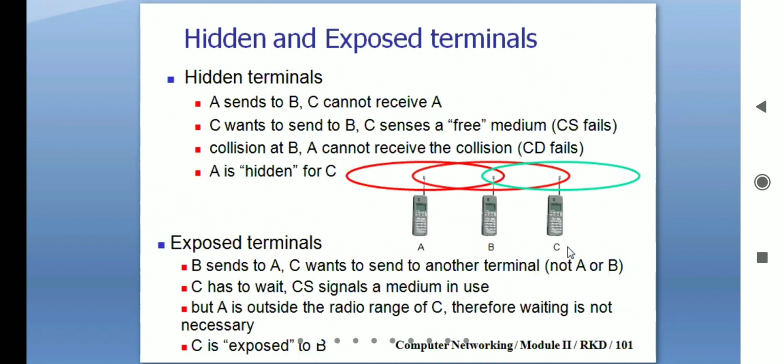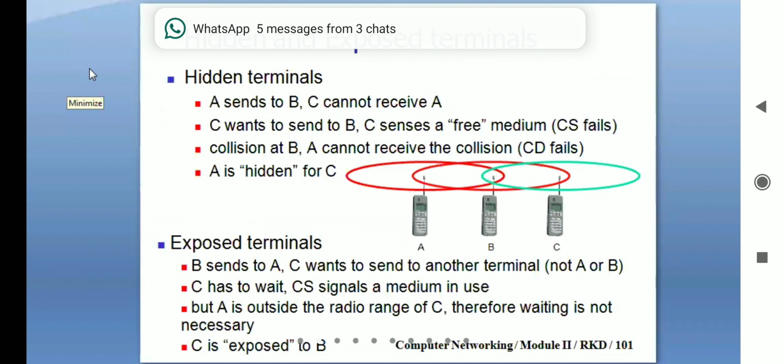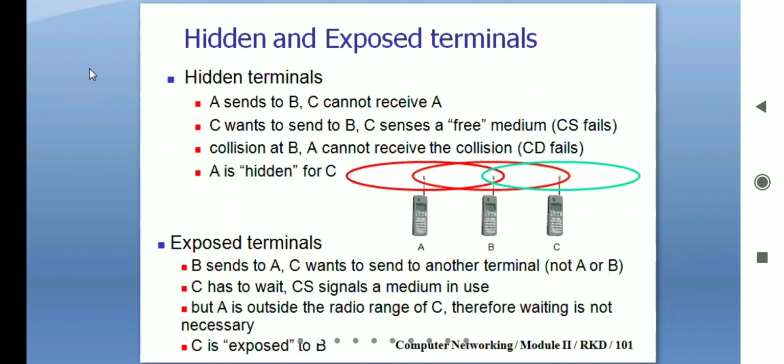Because A is hidden for C. A is hidden for C. Whatever communication is done from A to B is not transmitted to C. So C thought that device B is free, and at the same time C will communicate to B.